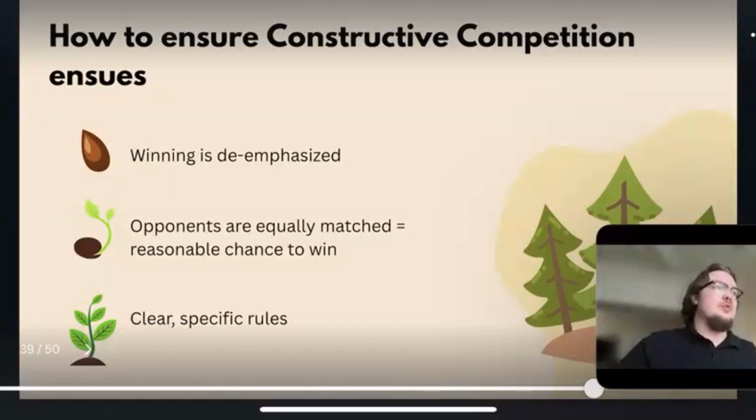Clear, specific rules. So when clear rules are enforced without bias, competition can be a constructive enterprise. So that's where I come in. That's where I come into the group. This is in the form of grading. So when there are no rules or rules are enforced selectively or haphazardly, competition induces strong dissatisfaction with remaining a member of the group.